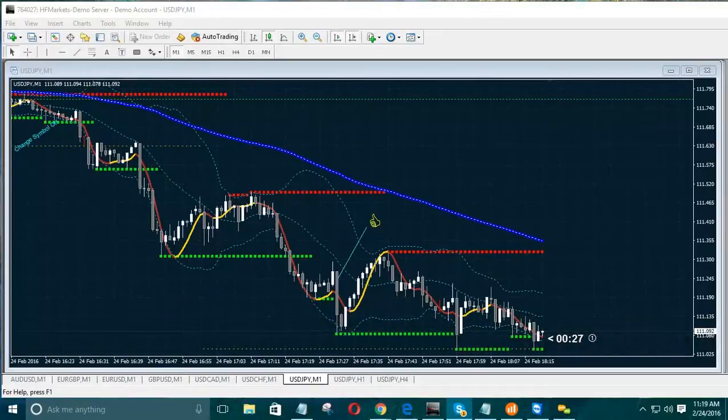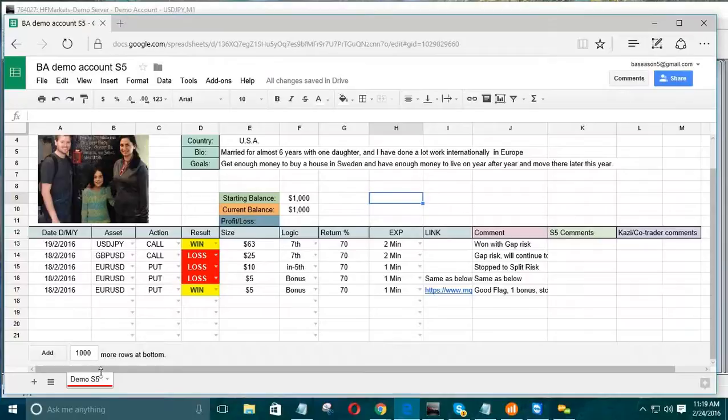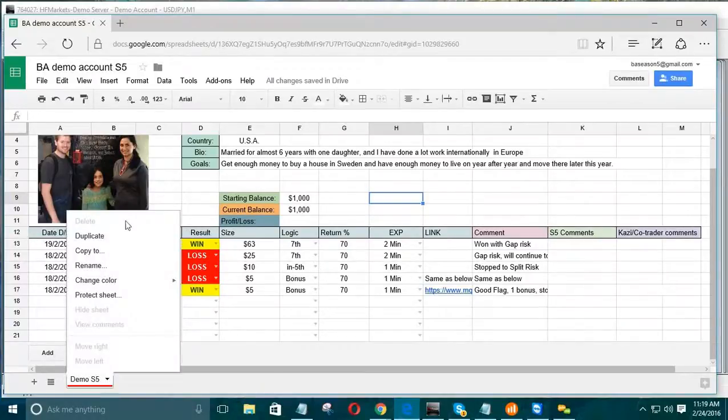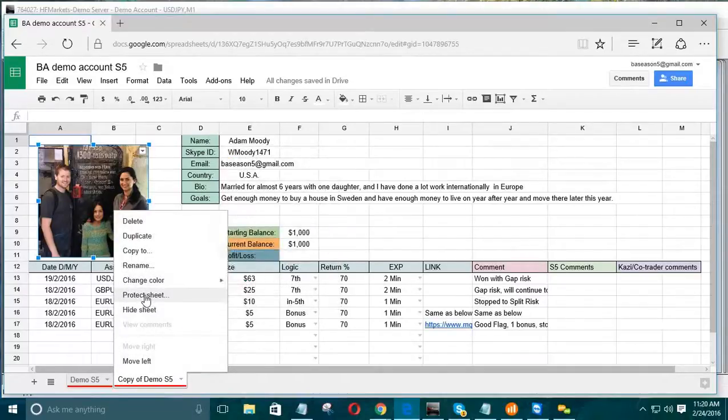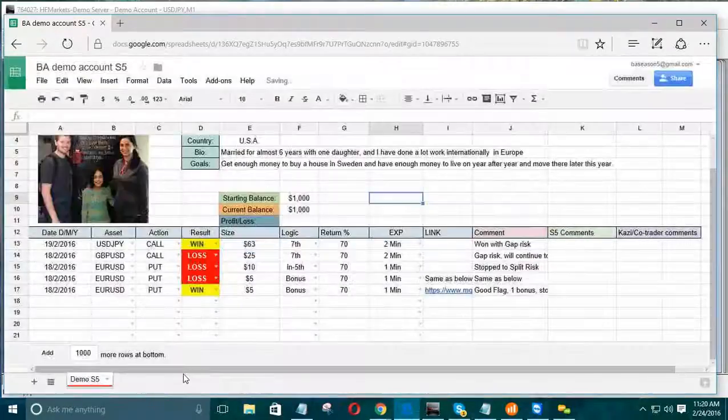All right, guys, if there are no more questions, then we will go ahead and end this session. Remember, guys, on Saturday, my time, I will post the link to the spreadsheet, and you will be able to come in here, click on this little arrow, click duplicate, and then put in your own picture, your own information, and your trade log. That will help you guys.